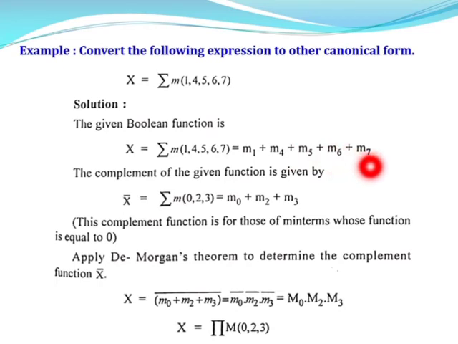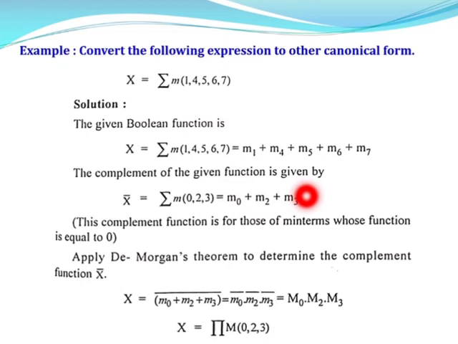Since it is a 3 variable function, 8 possible combinations are there. The complement of the given function is given by x bar is equal to sigma m 0, 2, 3, that is, the terms which are not here. It is equal to m0 plus m2 plus m3. So to find x, you should apply De Morgan's theorem. So x bar, the whole bar, is equal to m0 plus m2 plus m3, the whole bar.